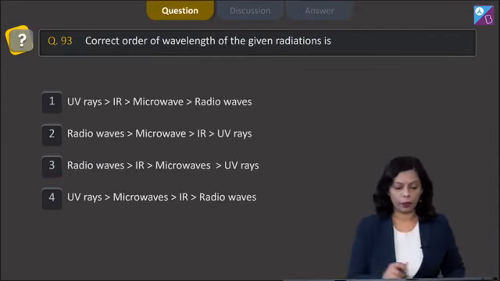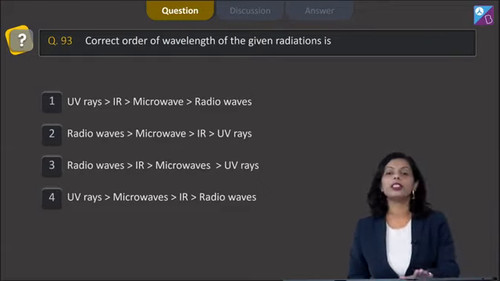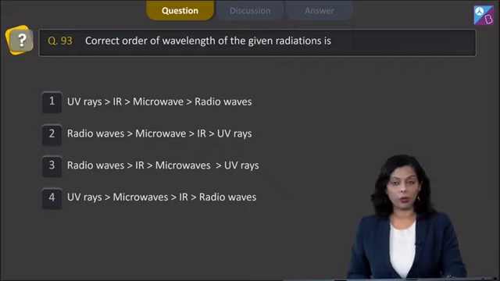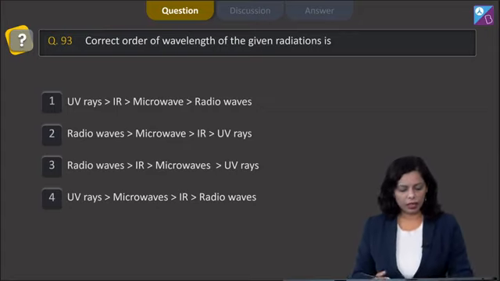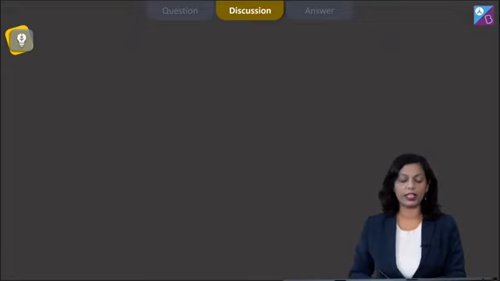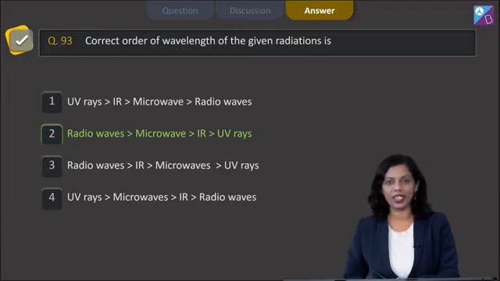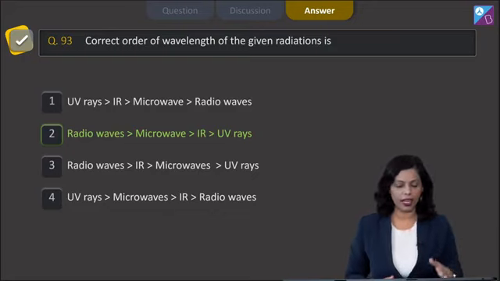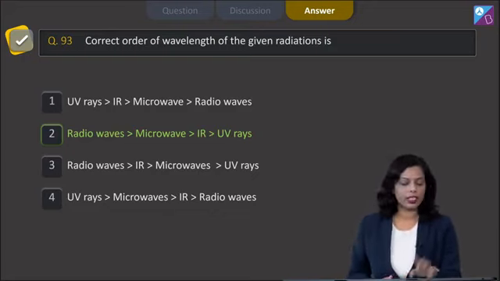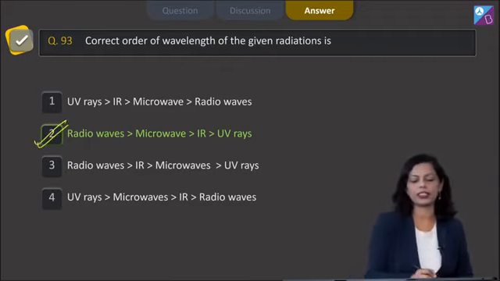Take question number 93. The correct order of the wavelength of the given radiations is. We have various radiations given here, and if you know this order, you can easily choose the right answer. If you look at option 2, you will find that first we have the highest energy associated with the radio waves, then microwaves, then IR, then UV rays. Because we are aligning them in the order of wavelength, the least wavelength is associated with UV rays and the maximum with radio waves among the given radiations. So the second is your right answer.